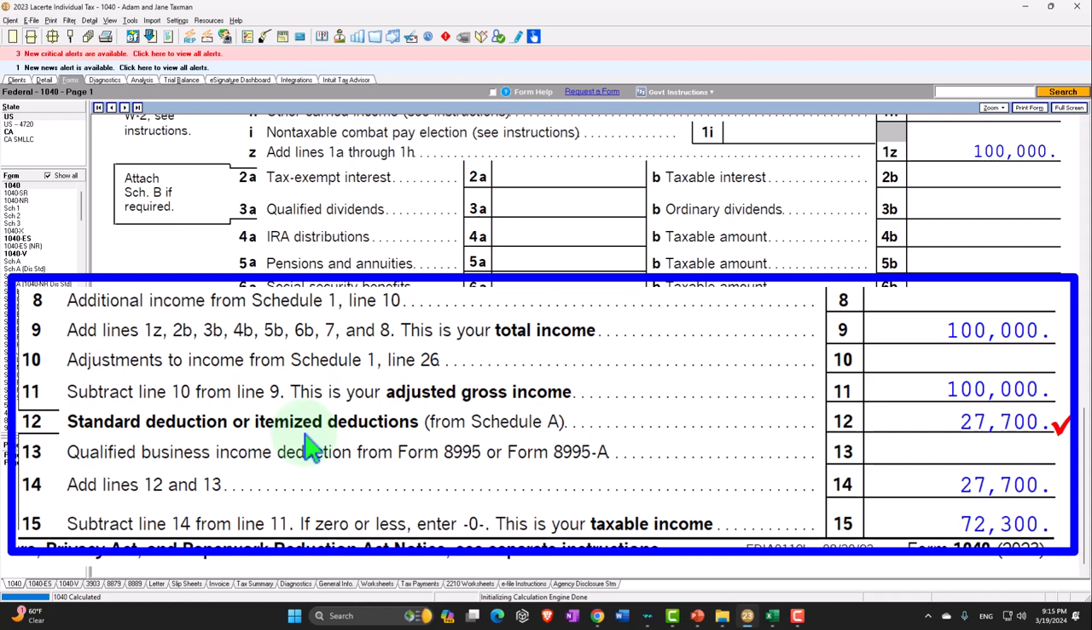But if you're getting close to itemizing, or if they did itemize last year, then of course it's likely that they're going to be itemizing again this year. And the big thing that pushes people over is the mortgage interest on the home. Noting, however, that just being able to itemize is not the goal. The goal is to lower taxes.